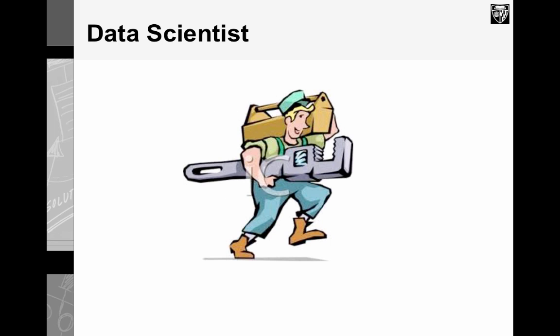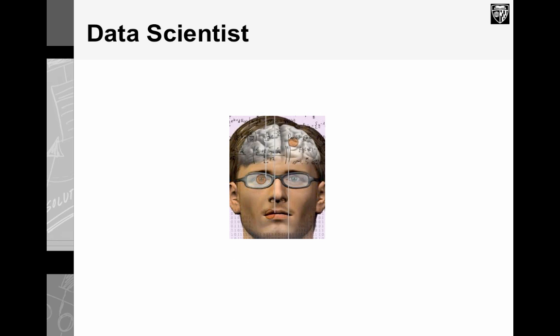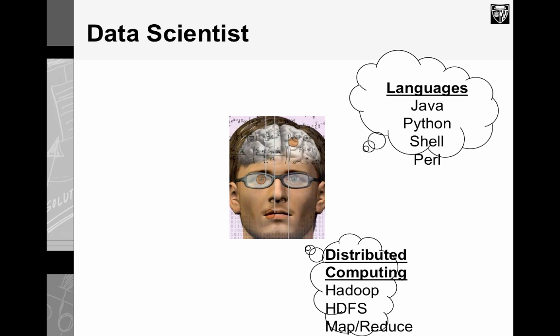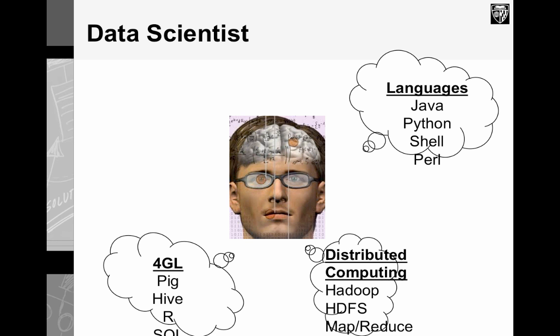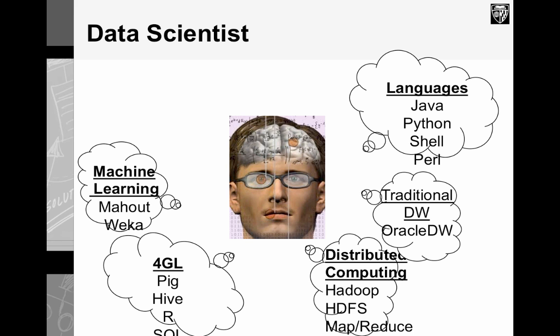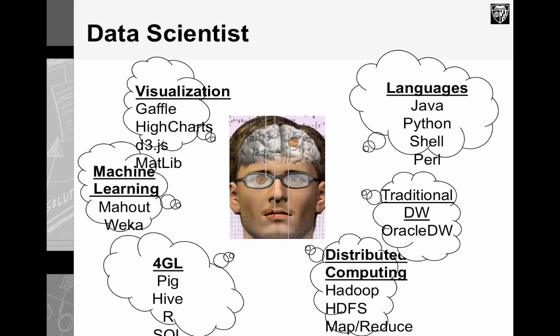So what does a data scientist really do? Well, a data scientist actually uses a whole bunch of languages. They use Java, Python, Shell, Perl. They use distributed computing technologies like Hadoop, HDFS, and MapReduce. Fourth generation languages like Pig, Hive, R, SQL. Machine learning technologies like Mahout and Weka. And also visualization technologies like Gaffle, HighCharts, D3.js, MATLib, in order to make sense of the data.